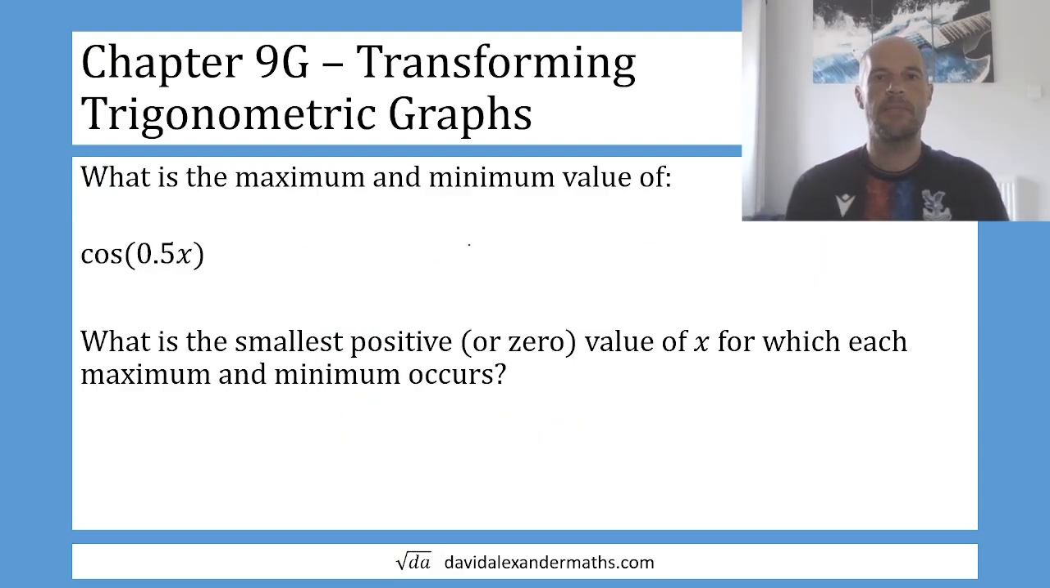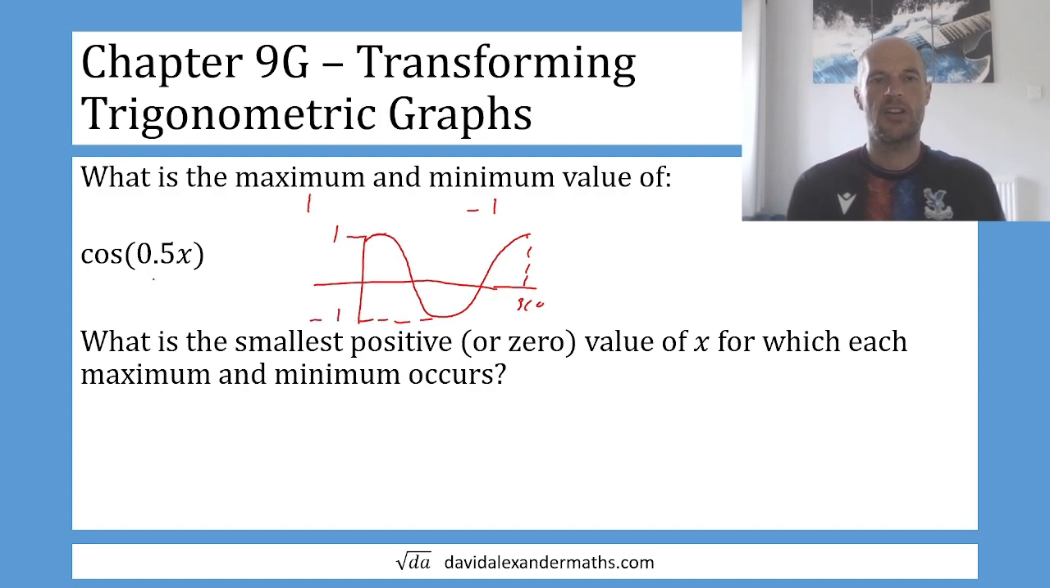What is the maximum and minimum value of cos of 0.5x? There's no number in front of the cos there, so the maximum will still be 1 and the minimum will be negative 1. So let's just have a look at our graph of cos of x between 0 and 360 degrees. Okay, so there's 360 degrees, so we've got our maximum here of 1, our minimum of negative 1.